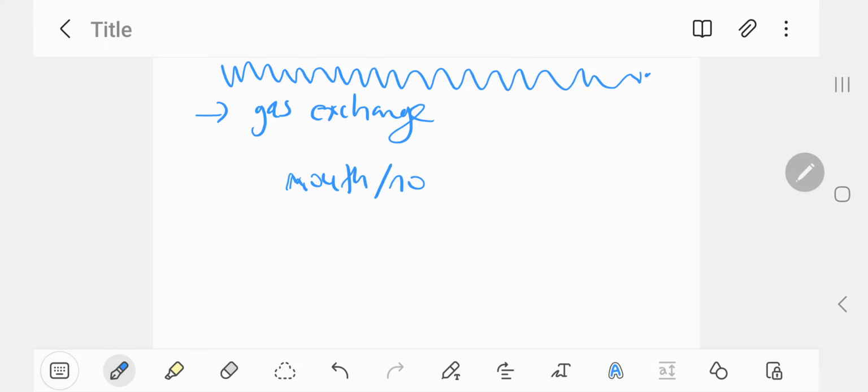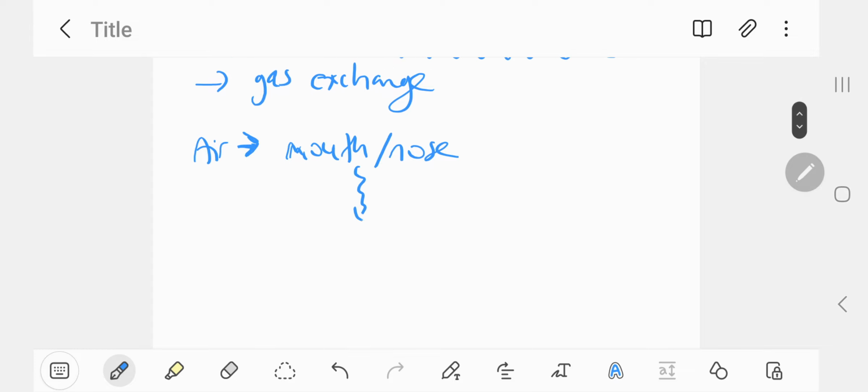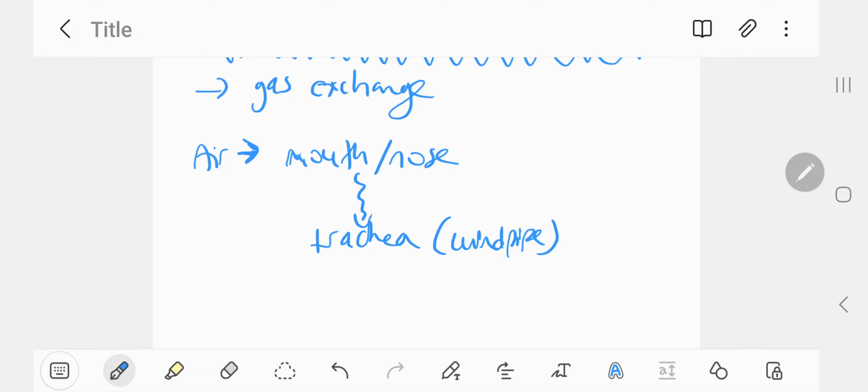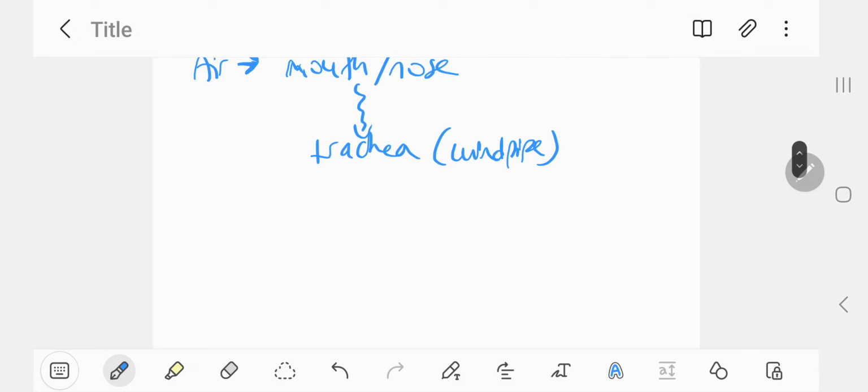Mouth/nose. Okay, so in order for gas exchange to occur, air first enters the nose or mouth, and it makes its way into what's called the trachea, also known as the windpipe. Okay, this is behind your esophagus, where food goes down. I should say the esophagus lies behind the windpipe, right in front of the spine. And then the trachea branches off into two sub-branches.